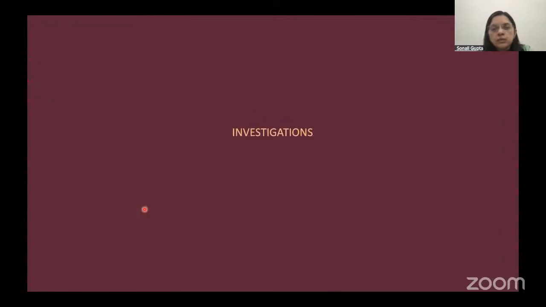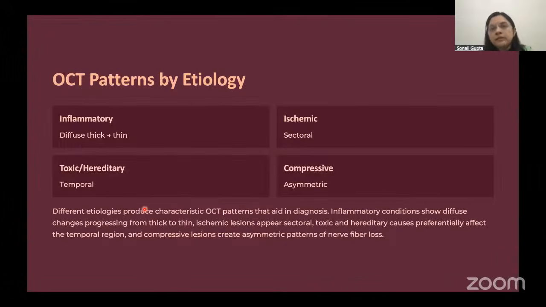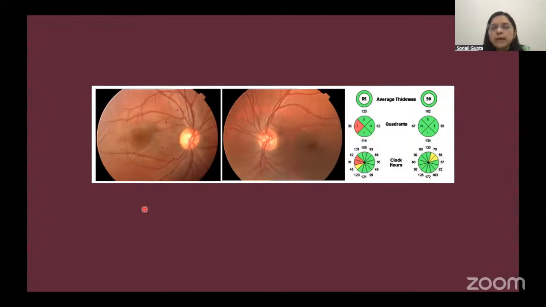So, after a thorough clinical examination, we come to the investigation. The most important investigation to document and to see what is going on and prognosticate is OCT these days, apart from neuroimaging, which can be needed in selected cases, which we'll discuss further. OCT shows us two parameters which are important for evaluation of the optic nerve head. One is the RNFL thickness and the other is the GCC, the ganglion cell complex layer. So both of them have their own value.